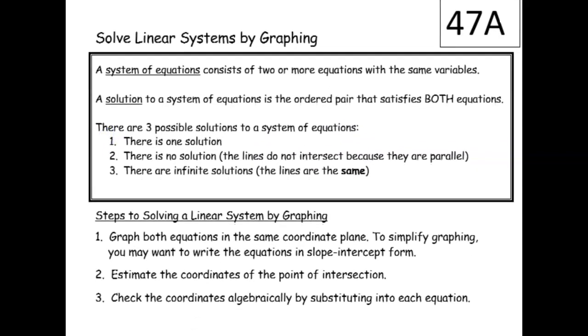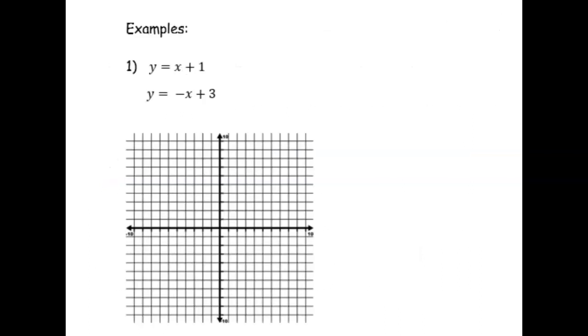Okay, so how do we do this? We graph both equations in the same coordinate plane, and to simplify graphing, we write the equations in slope-intercept form first. We can estimate the coordinates of the point of intersection and then check the coordinates algebraically by substituting into each equation. So let's look at this first example.